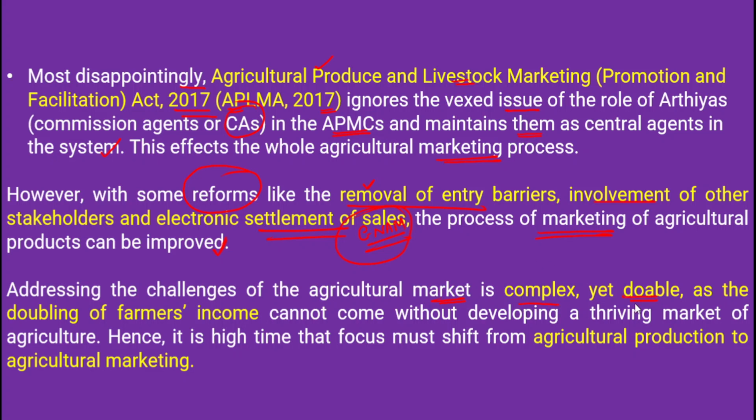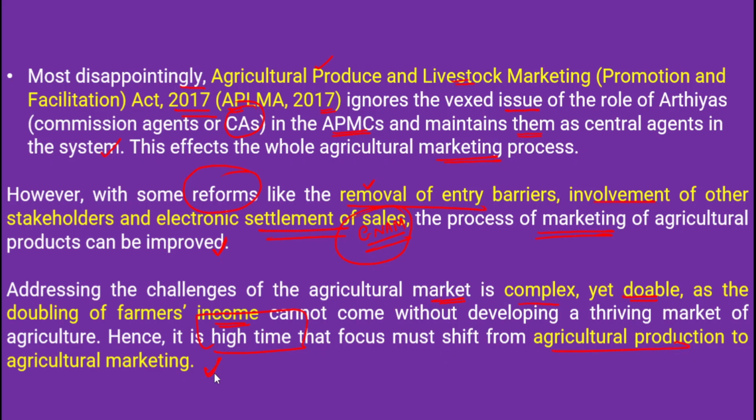So we have the goal of doubling farmers' income. In this context, forward and backward linkages play a very crucial and important role. We cannot expect to double farmers' income without a thriving agriculture market ecosystem. Therefore, we need to strengthen agriculture marketing, and then look for improving or doubling farmers' income. So it is high time that our focus must shift from agriculture production to agriculture marketing.